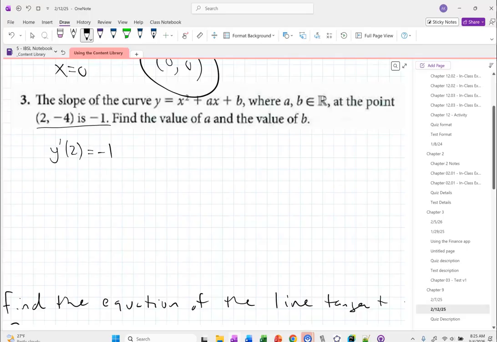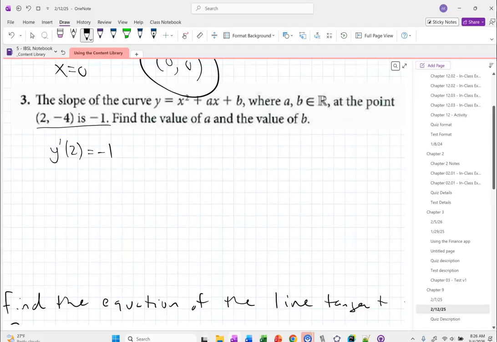That basically is saying that y prime of 2 is -1. Everybody's okay with that? That looks like an equation. Let's start by writing that equation so we can try to solve for either a or b, or at least create a system of two equations.